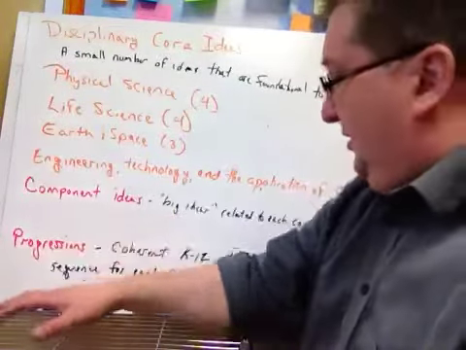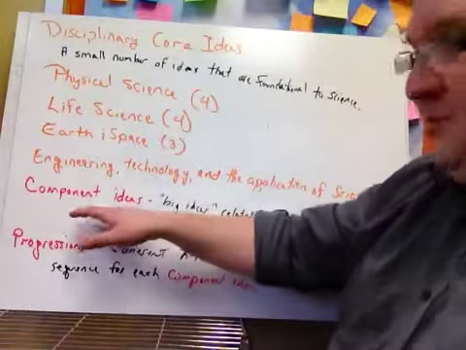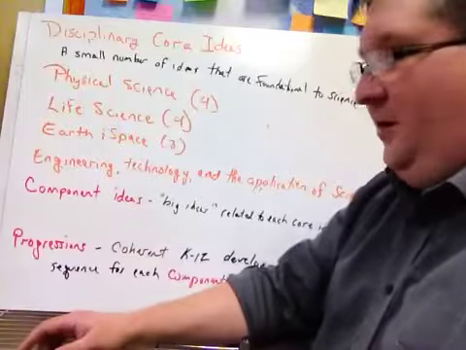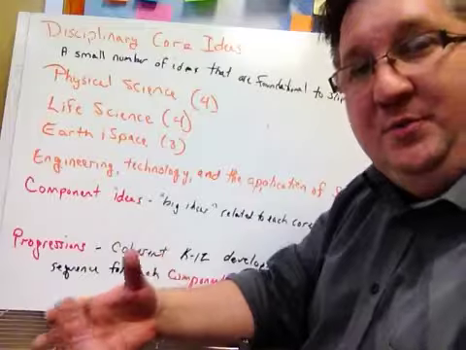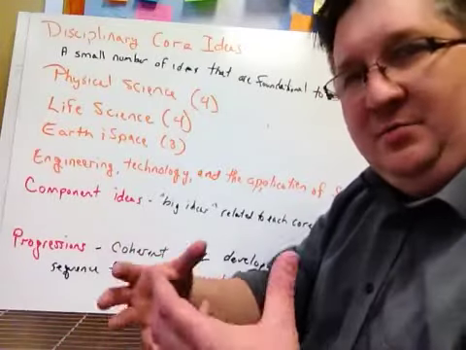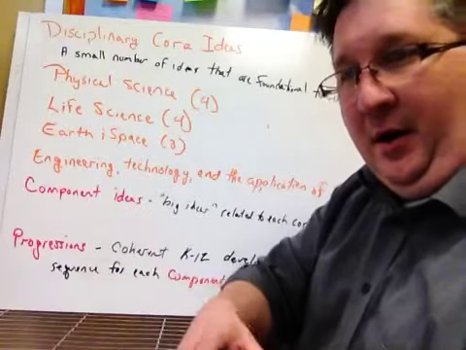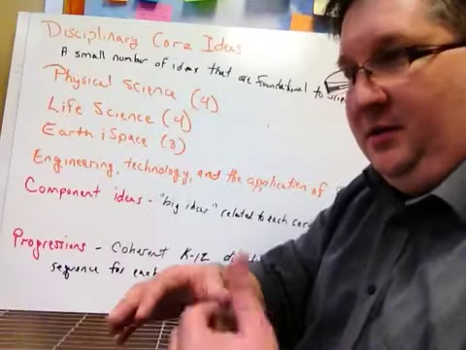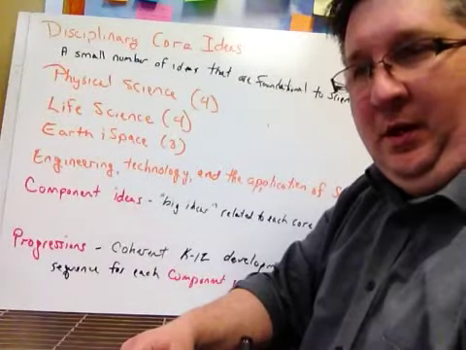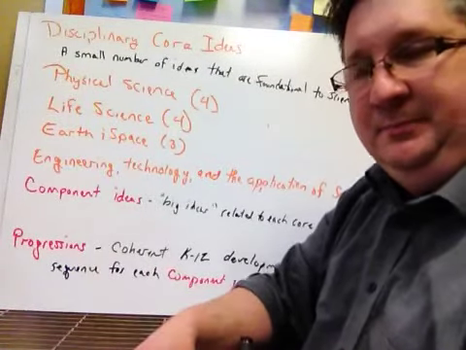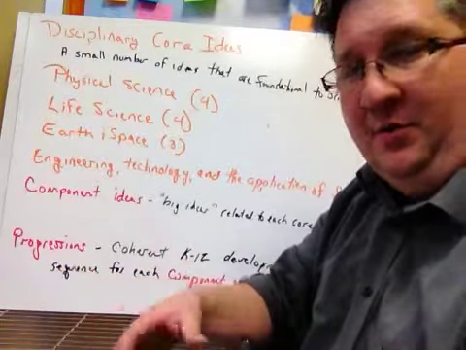So a progression is a coherent K-12 developmental sequence for each of these component ideas. So now as you think about the way that standards are structured and the way our science curriculum should be structured, we'll have a small number of really big ideas that we start developing early in elementary school and continue to build on those ideas all the way through into high school. So it gives us a nice coherent sequence and structure to our curriculum.